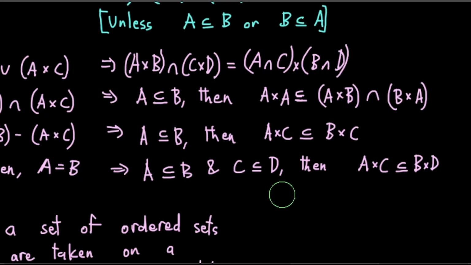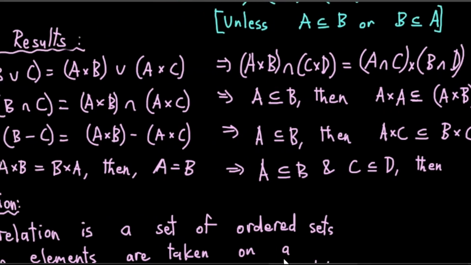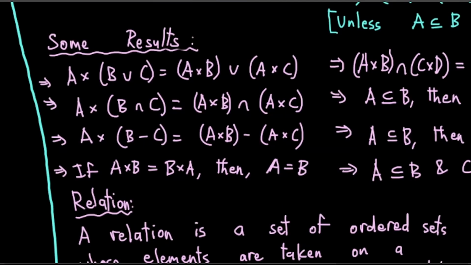So if A is a subset of B, then A into A is a subset of A into B intersect B into A. And if A is a subset of B again, then A into C is definitely a subset of B into C. And if A is a subset of B again and C is a subset of D, then A into C is definitely a subset of B into D. Like, depends on which one's the bigger one, quote unquote, right?